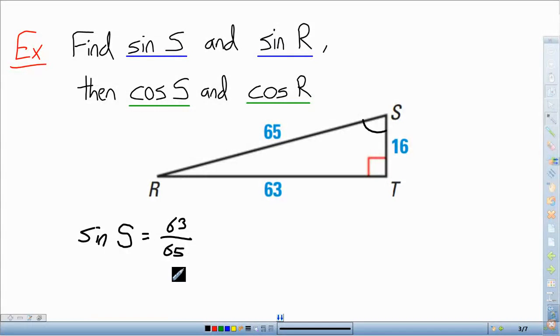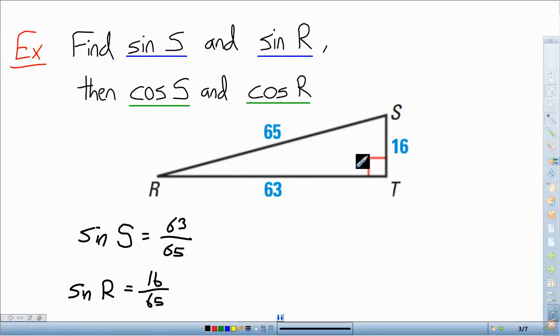Sometimes they'll ask for a decimal on this, like when we did our worksheet. They're not asking for that, so we're good. We're just practicing making the ratios. Okay, let's do the next one. Sine of R. Now we're looking at angle R, and again, sine is opposite over hypotenuse. The side opposite our angle is this one, 16. And the hypotenuse, just like before, is 65.